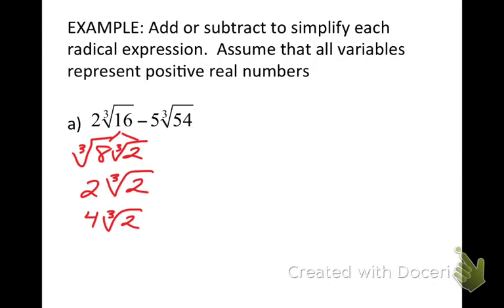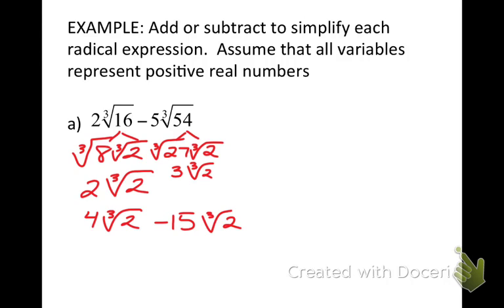So 54, 8 doesn't go into 54, does it? So my next perfect cube is 27. 27 times 2, is that 54? Yeah. So cube rooting both of those results in 3 cube root of 2. Multiplying this 3 and the original 5 will give me a subtract 15 cube roots of 2.